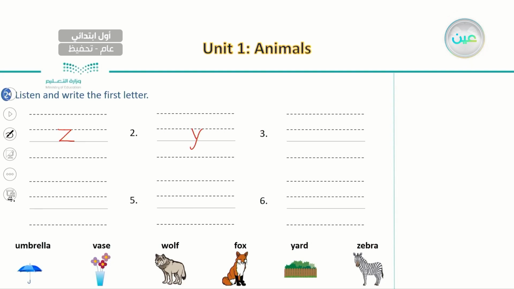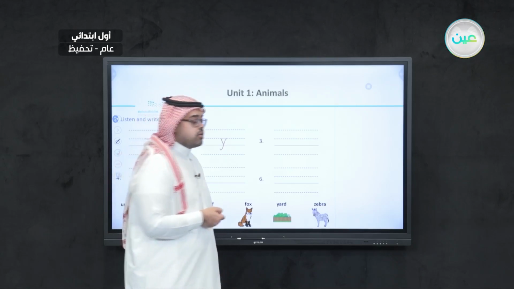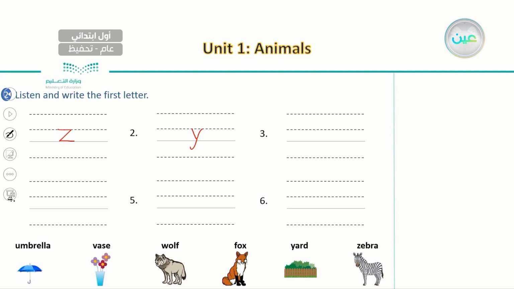Now let's listen to the third word. The third word is wolf. Wolf. So, the first letter of the word wolf is letter W. So here we need to go and write down letter W. So, letter W. Very good. So, we did write the first letter of zebra, yard, and wolf.